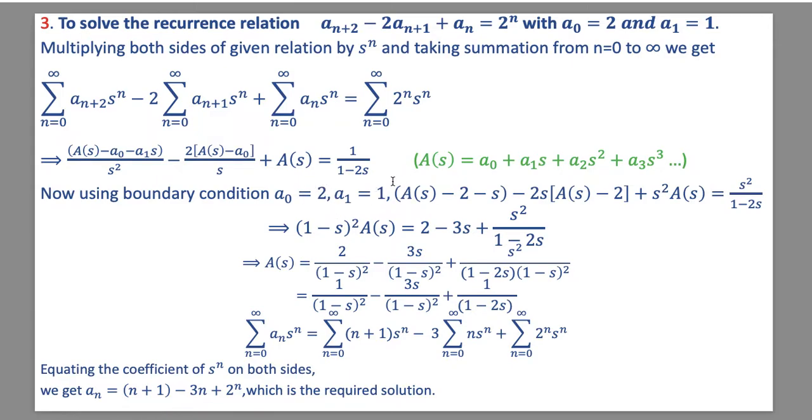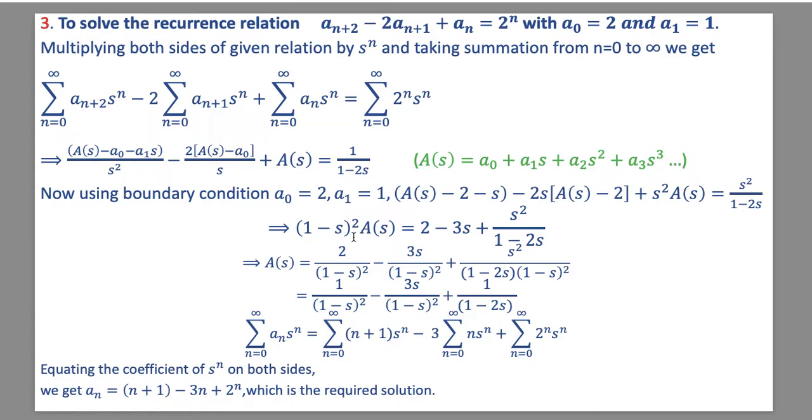Now if you take As common here, here it is As. If you take As common, we are left with 1. Here if you take As common, we are left with minus 2s. Here if you take As common, we are left with s square. It means 1 minus 2s plus s square. 1 minus 2s plus s square is 1 minus s whole square. So I have written it directly, 1 minus s whole square.